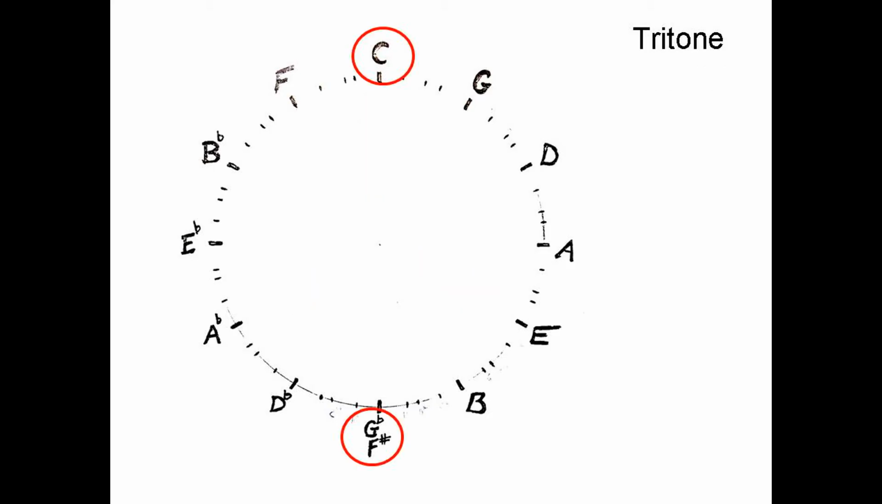Another interesting topic is the tritone. The tritone is an interval of 2 notes that are completely opposed on the circle. For example, C and F sharp.